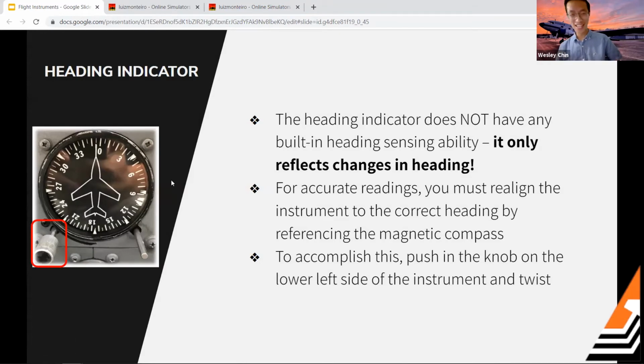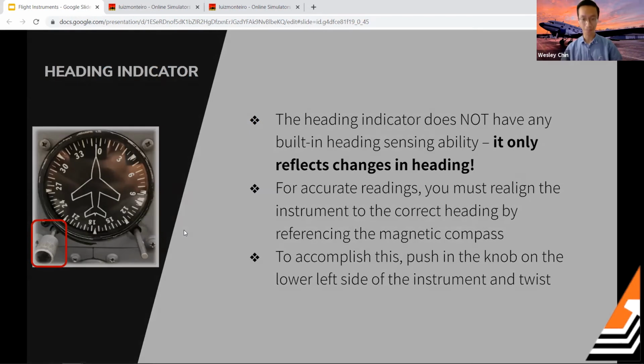Something important to understand with the heading indicator, that I've seen a lot of confusion about: this instrument has no built-in heading sensing ability. It only reflects changes in heading, so it cannot detect heading by itself. We always have to align it to something. If you want accurate readings, we have to constantly realign that instrument to the correct heading by referencing your magnetic compass. To accomplish this, we push in that little knob on the lower left side and twist the instrument. Sometimes it's a little bit difficult on some airplanes, but sometimes it works a little easier. You'll be able to align that properly with your magnetic compass.